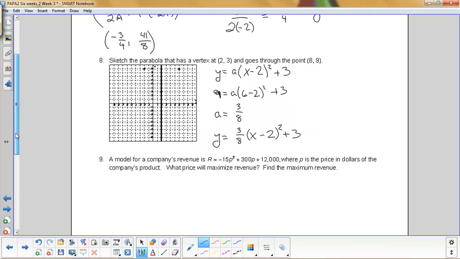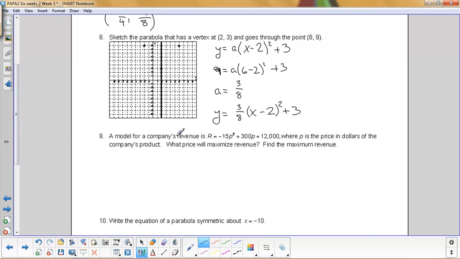Question number 9. We're going to model a company's revenue here, where P is the price in dollars. At what price will we maximize the revenue? Well, remember, the maximum is the same as the vertex. So we're going to go ahead and find the vertex. Because it's in standard form, it's the opposite of B over 2A, and f of negative B over 2A.